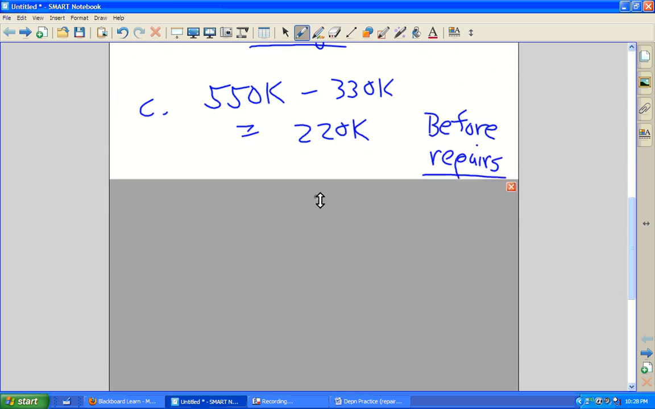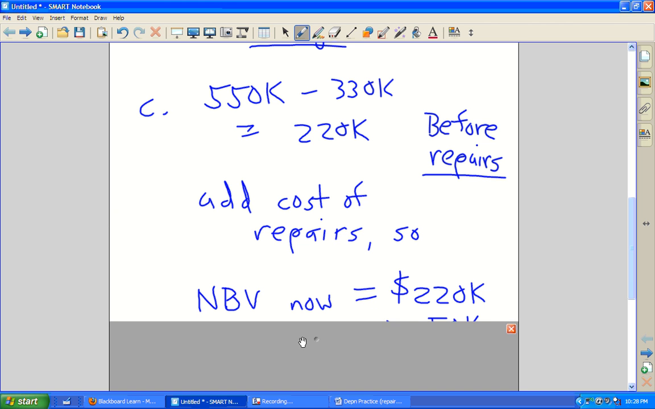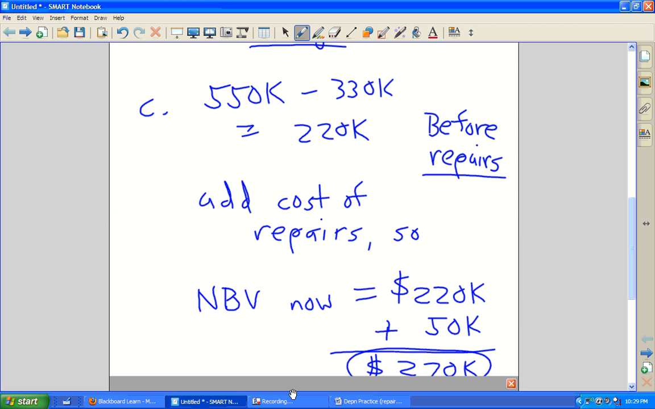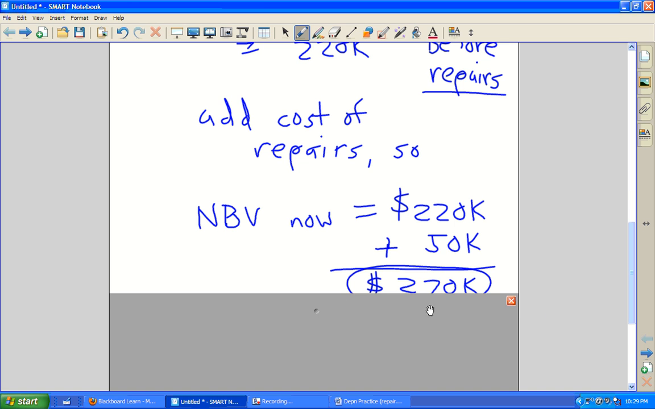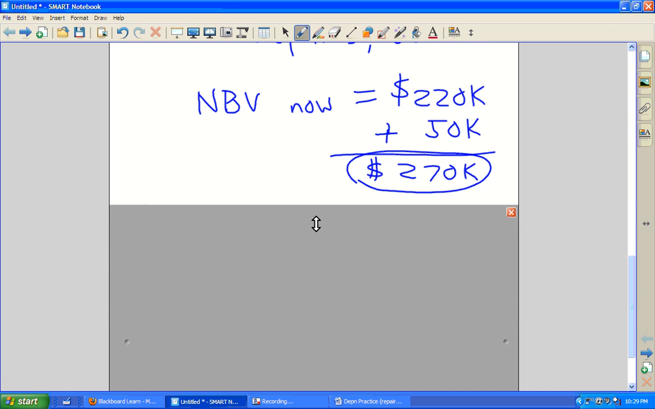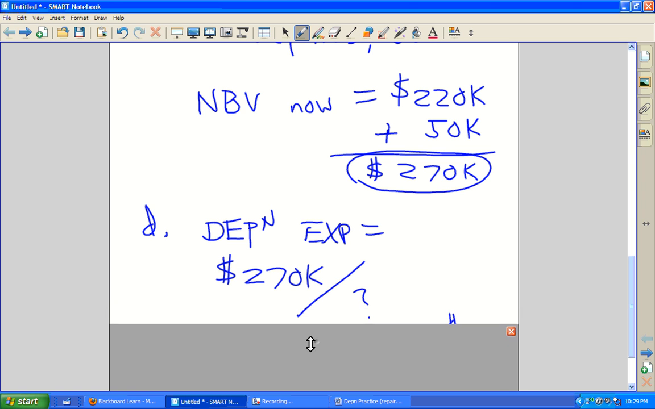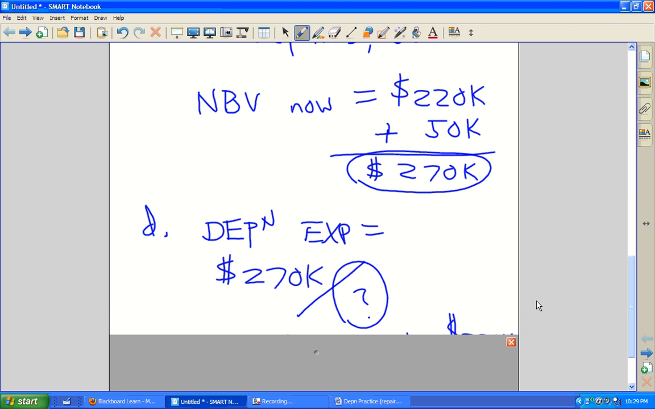First of all, they say, what's the net book value? Well, 550 minus 330 equals 220K before repairs. All right, add the cost of the repairs. So you take that plus 50K and we get 270K. Okay, you're going to need that. You're going to need the $270,000 as the net book value that is still left to be depreciated. However, the trickiest part of this is, well, what is that depreciation expense? Is it 270 divided by what? I don't know what the remaining life is unless I do a calculation.